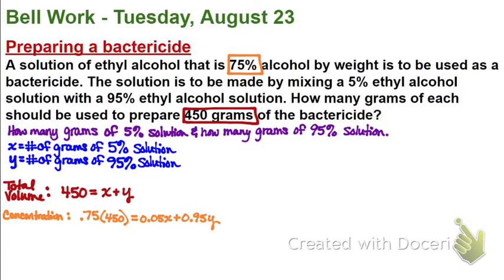I am going to need to simplify this little bit over here. What is 0.75 times 450? For speed right now, go ahead and pull out a calculator. Obviously, on tests and quizzes, you can't use calculators, but for right now, go ahead and pull a calculator out.